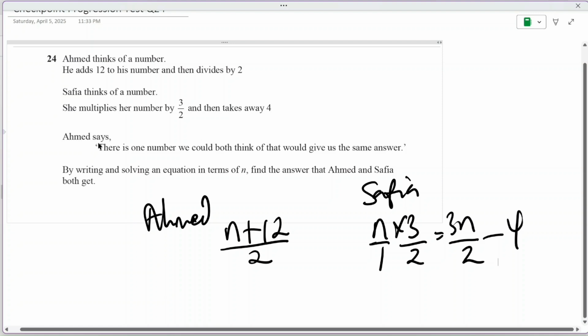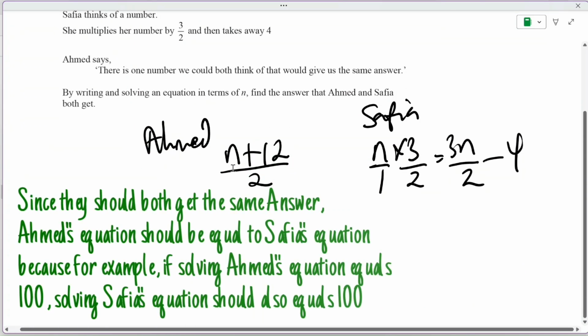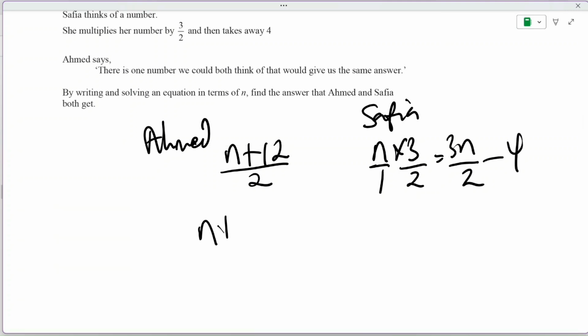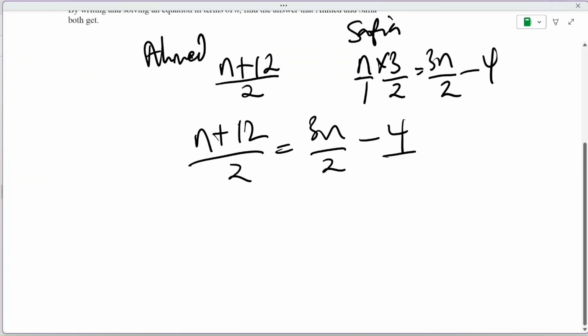Now we'll go to this line where Ahmed says there's one number that we could both think of that will give us the same answer. Here the number is n. It now says, by writing and solving an equation in terms of n, find the answer that Ahmed and Sofia both get. All it's trying to say is that the (n plus 12)/2 from Ahmed should equal the 3n/2 minus 4 from Sofia. So we have (n plus 12)/2 equals 3n/2 minus 4.